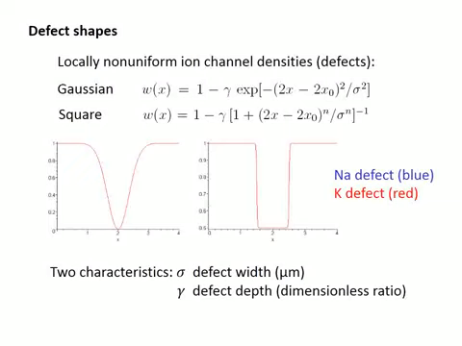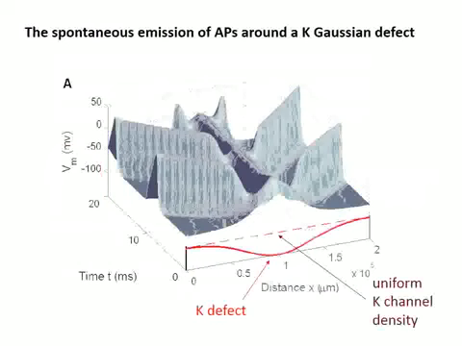Here we consider two kinds of defect shapes, the Gaussian shape on the left-hand side and the square shape on the right-hand side. Two characteristics for these shapes are the defect width and depth. In the following, the sodium and potassium defects will be plotted in blue and red respectively.